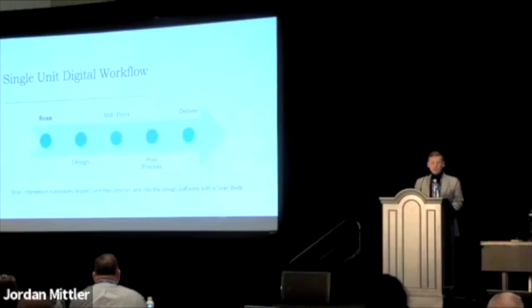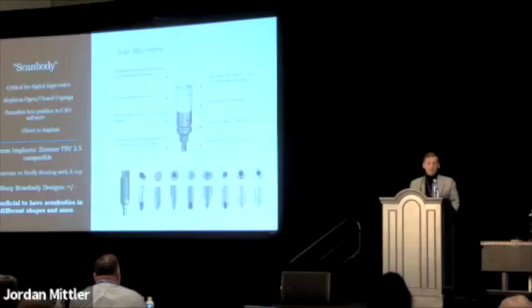So, we talked about before that we don't need an impression coping, and we talked about the scanner. So how do we scan the implant? The most important piece of that is going to be a scan body. This is critical for our digital impression. It's going to replace the copings, and it's going to transfer the implant position and the hex to the CAD software. So for a Dytron implant, we're talking about a Zimmer 3.5 compatibility.